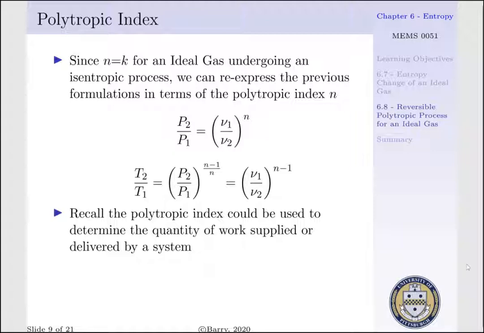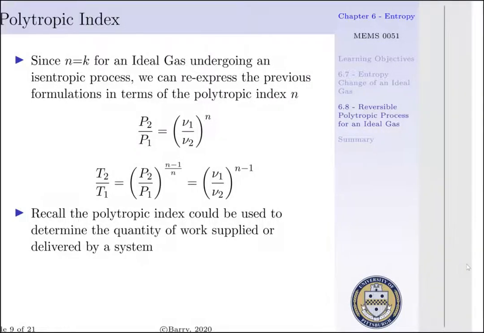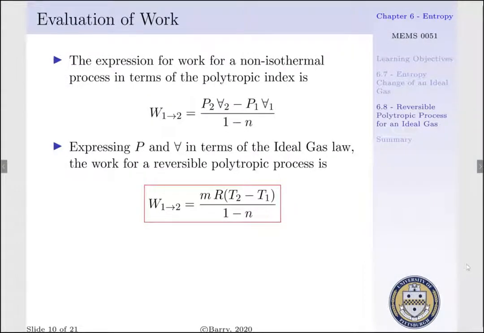Now this allows us to evaluate various forms of work for an ideal gas. Now if we have non-isothermal work going from state 1 to state 2, it would be P2 V2 minus P1 V1 per 1 minus n. Now if we express P and V in terms of the ideal gas law, the work for a reversible polytropic process, work going from state 1 to state 2, would be equal to m times R times the difference of temperatures between state 2 and state 1 per 1 minus n. Now, if this process is isentropic, n would be equal to k. If this process was not isentropic, we would just use n.